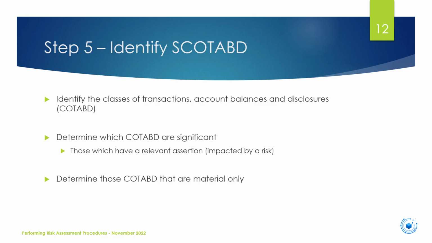And in step number 5 of performing our risk assessment procedures, we are going to then identify both material and significant classes of transactions, account balances, and disclosures. So a significant class of transaction, account balance, and disclosure is one that has a relevant assertion, and that is an assertion that has an associated risk. And this assessment will drive, number one, the information systems that we need to understand. That's going to happen in the next step. And number two, the audit work that's going to be required in order to obtain sufficient appropriate audit evidence.